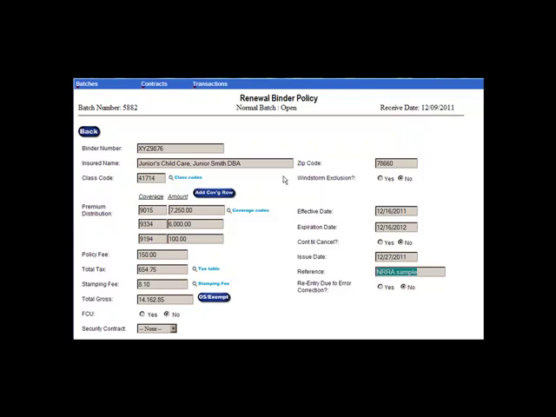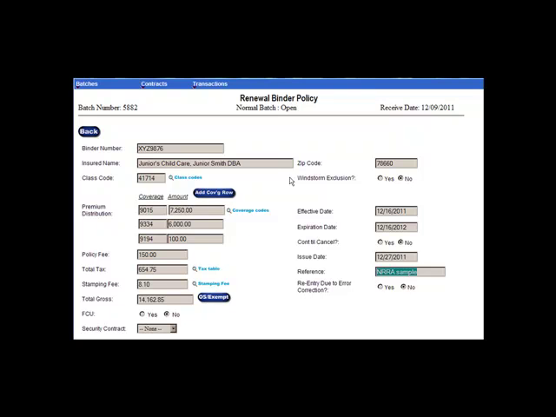For policies that are effective on or after July 21st, 2011, when Texas is the home state, all taxable premium is to be reported and taxed as Texas premium. That is premium allocated to the state of Texas and to any other state.